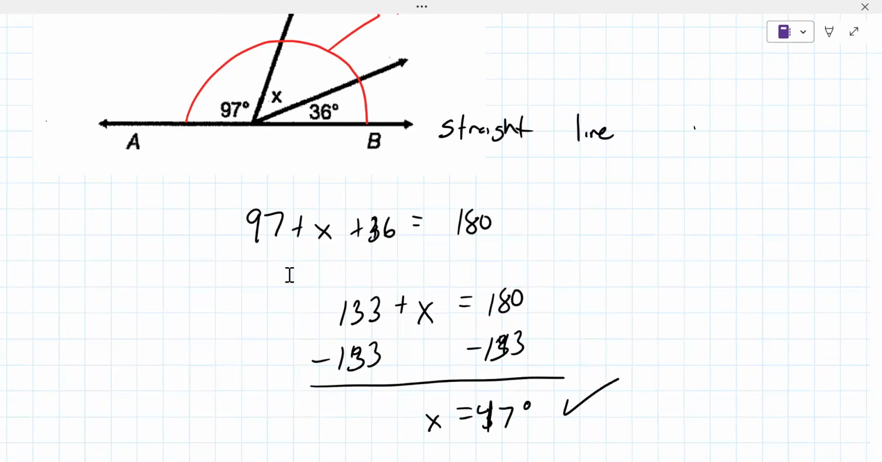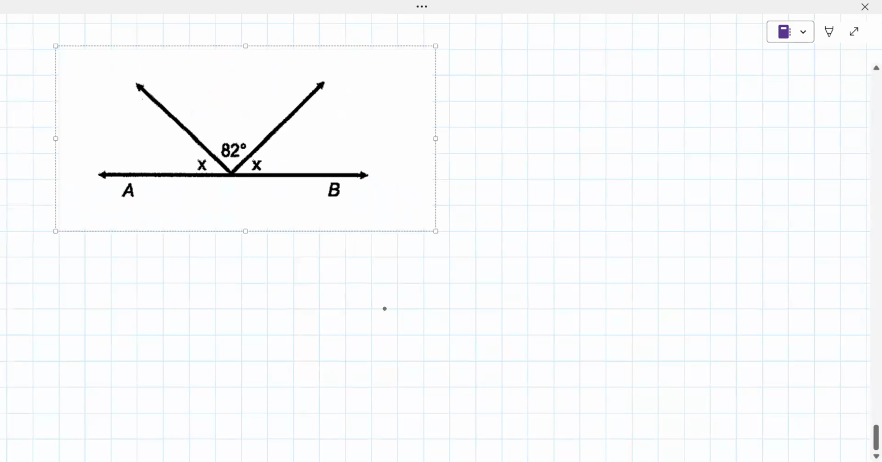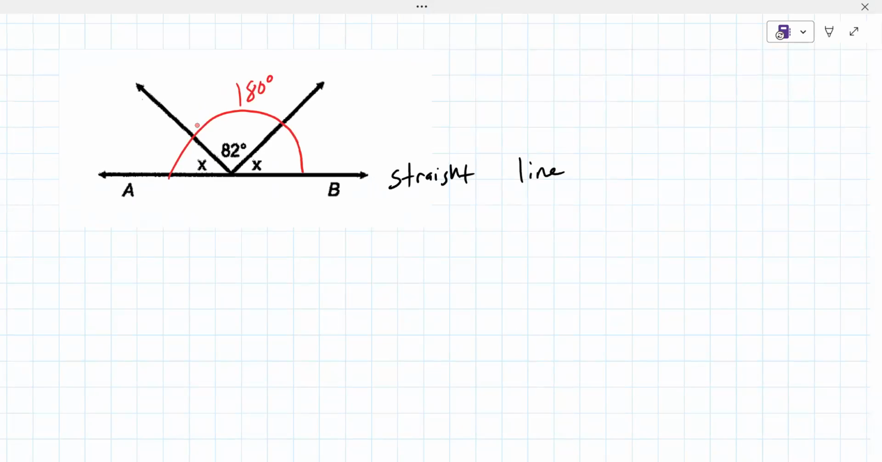Good, really good. Okay, here is a similar problem. This A to B is again a straight line, which means that the angles all add up to 180 degrees. They only give you one angle. That's right, but they also give you X and X. So you can add all three of these up and it would be equal to 180.